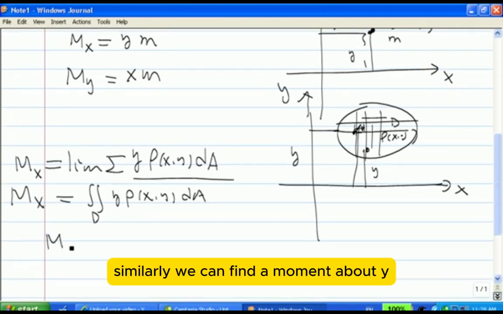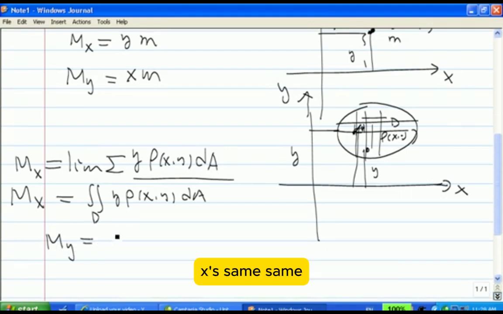Similarly, we can find the moment about the y-axis. Same thing. You just change y here to x. Same reason.